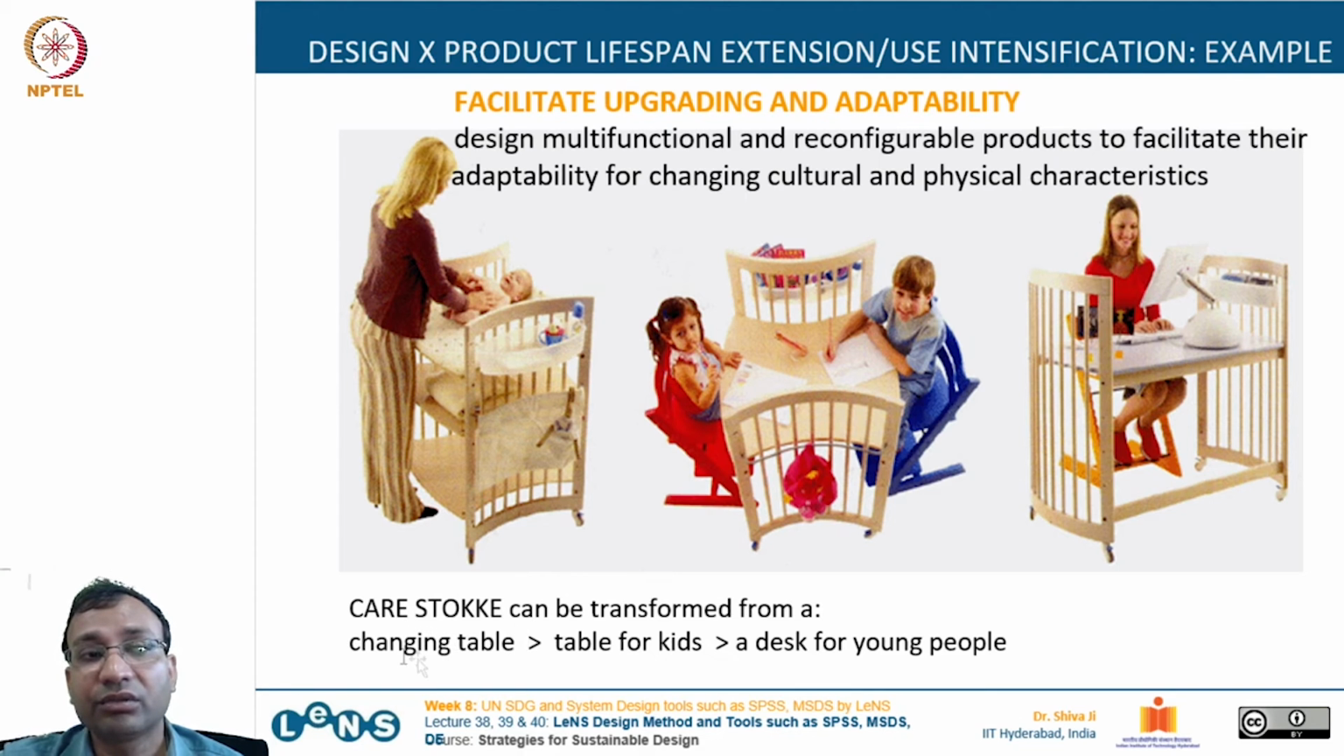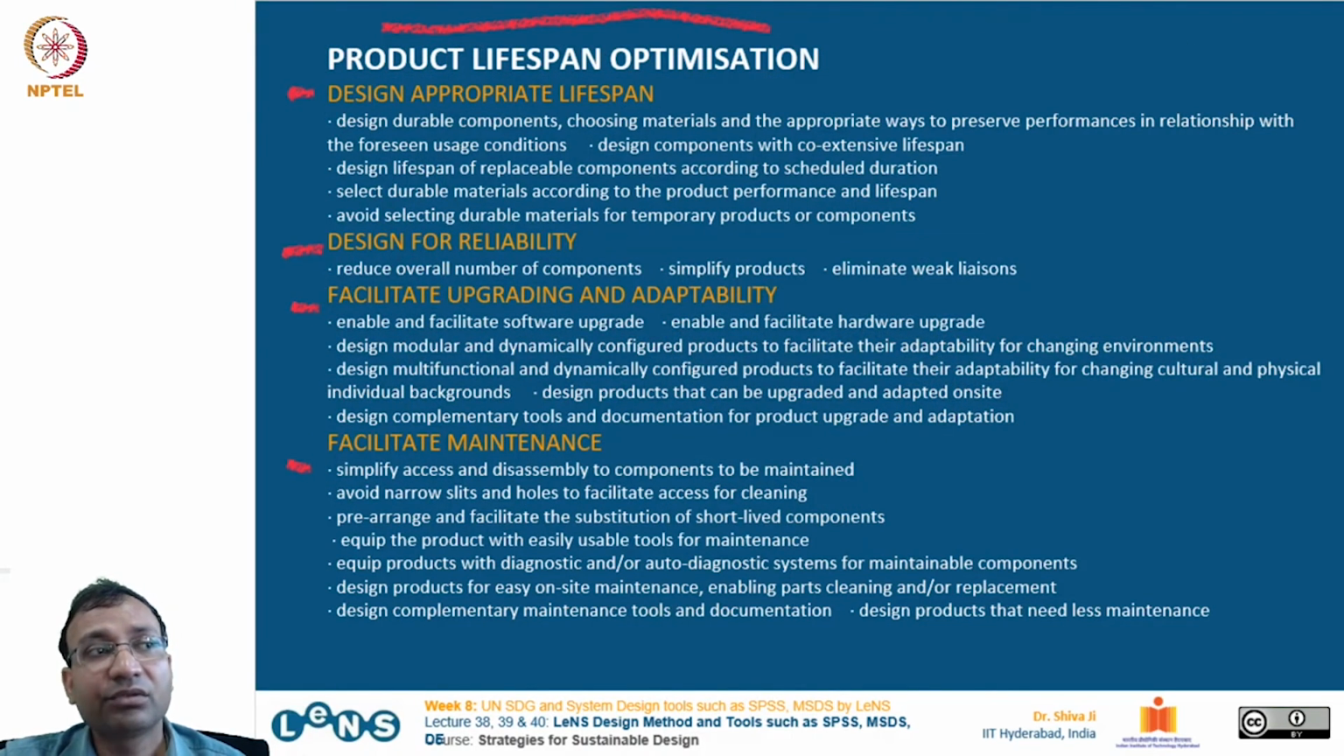If you see, this structure can be transformed from a changeable table to a table for kids to a desk for young people. So this is how the same product, by rearranging its components in a certain way, gets additional usage. That is an extended lifespan of the product. So how can this lifespan optimization be done?